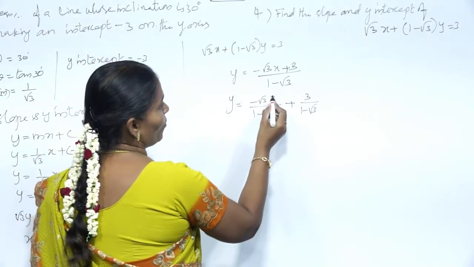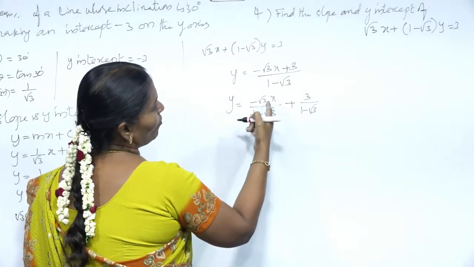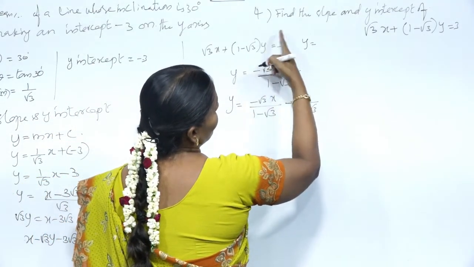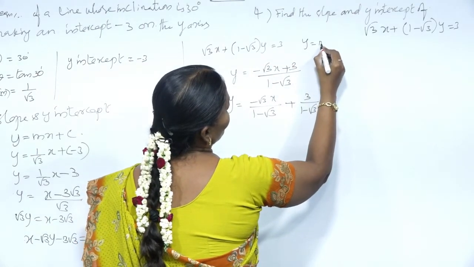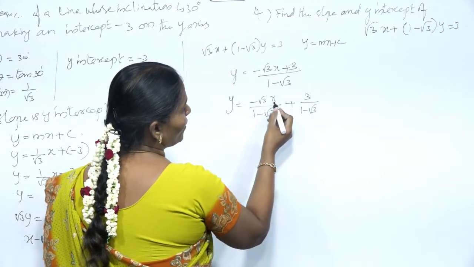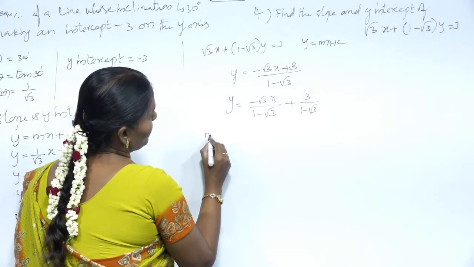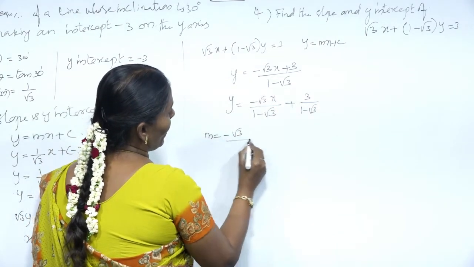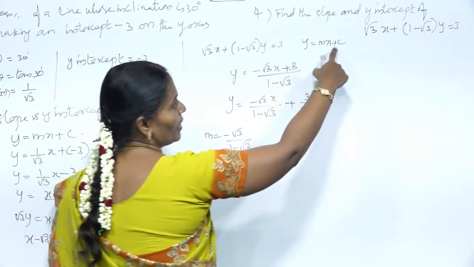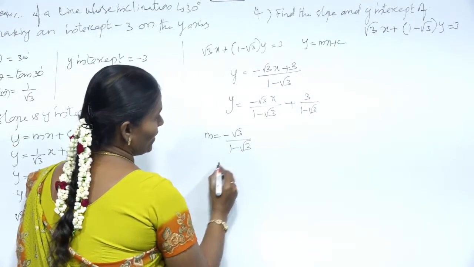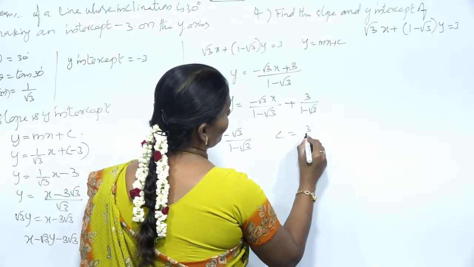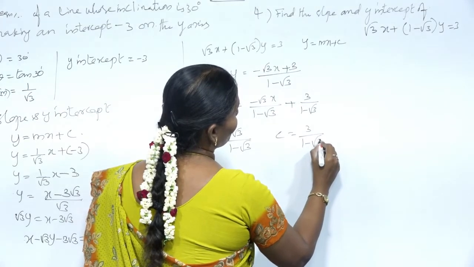Now see, what is the coefficient of x? The coefficient of x is the slope, isn't it? You know already the slope and y-intercept form is y is equal to mx plus c. Compare with this, the coefficient of x is the slope. Here the coefficient of x is m, equal to minus root 3 by 1 minus root 3. What is c? c means y-intercept. So c is 3 by 1 minus root 3.